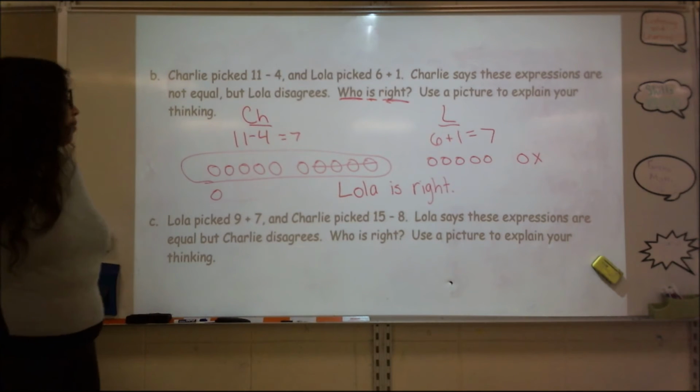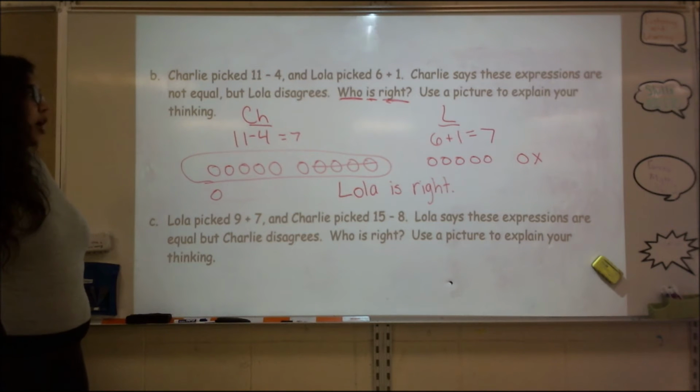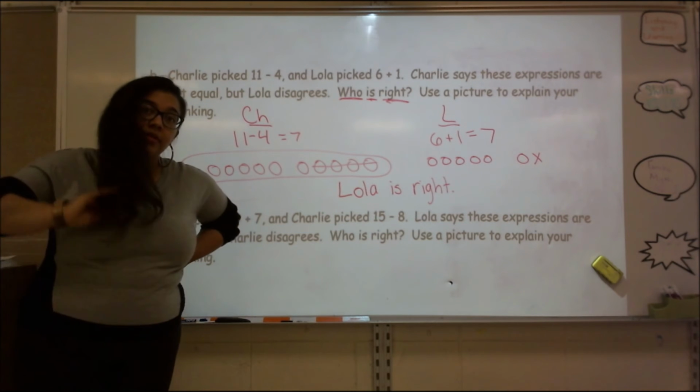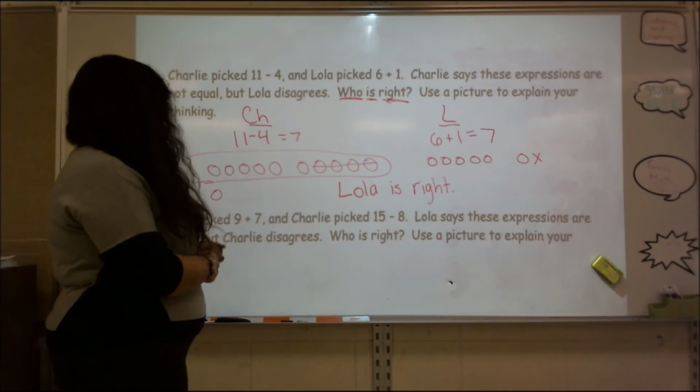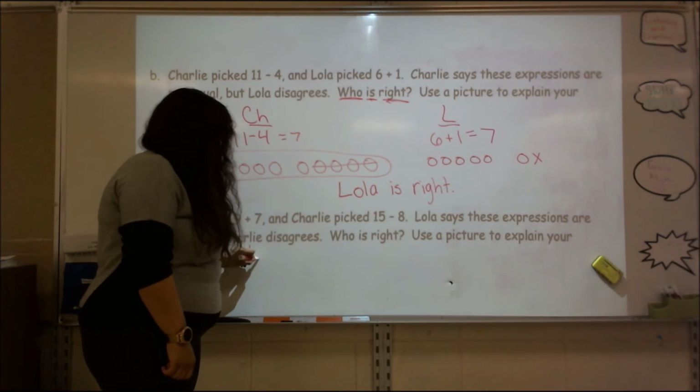This time Lola picked 9 plus 7, and Charlie picked 15 minus 8. Lola says the expressions are equal, but Charlie disagrees. It says use a picture to explain your thinking. So what are we going to do? We'll draw us a picture for Charlie and Lola. Lola this time. Perfect.